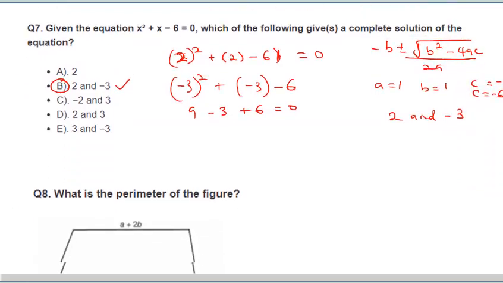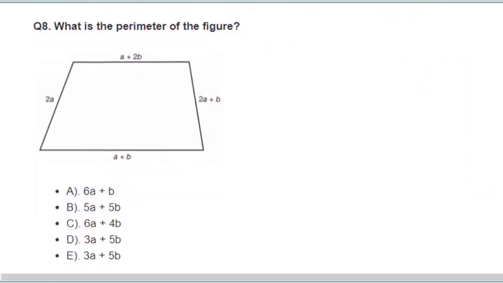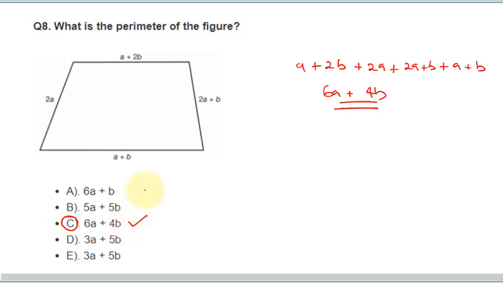Okay, so the next question says, what is the perimeter of the figure? Now, perimeter is the sum of the sides. So when you sum up all the sides here, you get your perimeter. So that's going to be a plus 2b plus 2a plus 2a plus b plus a plus b. So sum up all the a's: a plus 2a is 3a, plus 2a is 5a, plus a, that's 6a. Then 2b plus b plus b, that's 4b. Final answer, 6a plus 4b. So the correct answer here is going to be C.